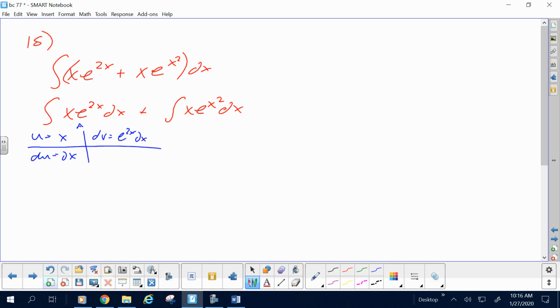What's the integral of e to 2x? It's one half e to 2x.